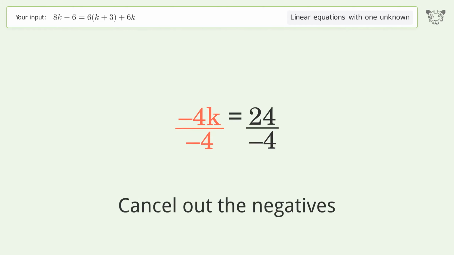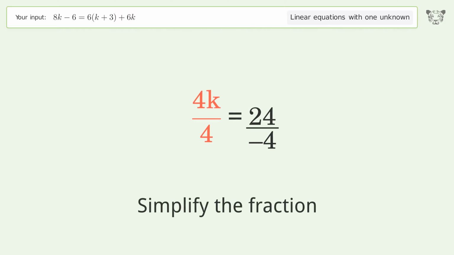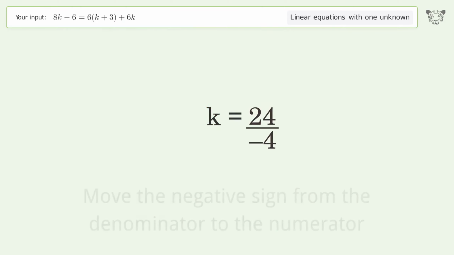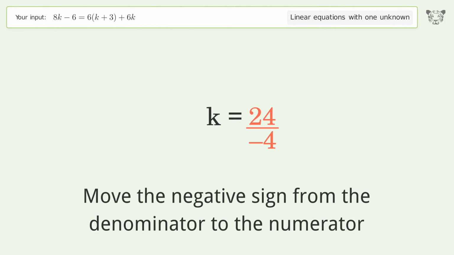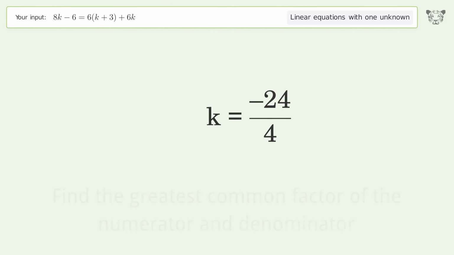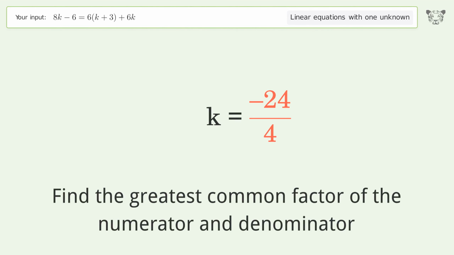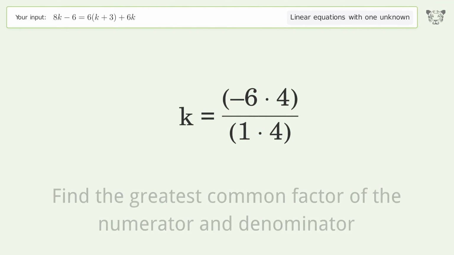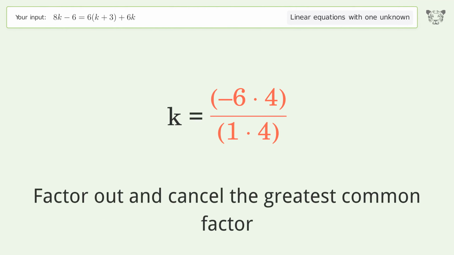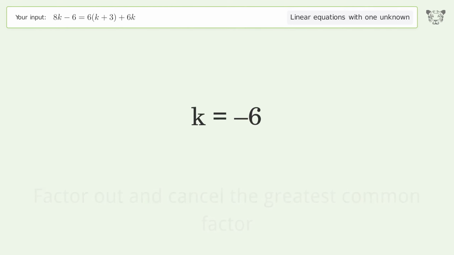Cancel out the negatives. Simplify the fraction. Move the negative sign from the denominator to the numerator. Find the greatest common factor of the numerator and denominator. Factor out and cancel the greatest common factor. And so the final result is k equals -6.